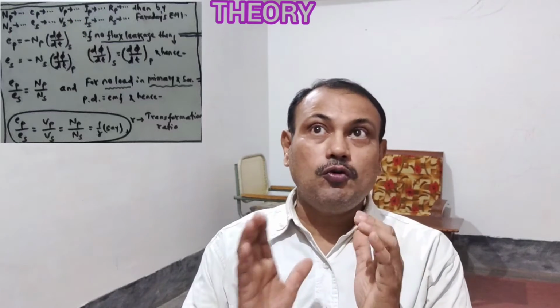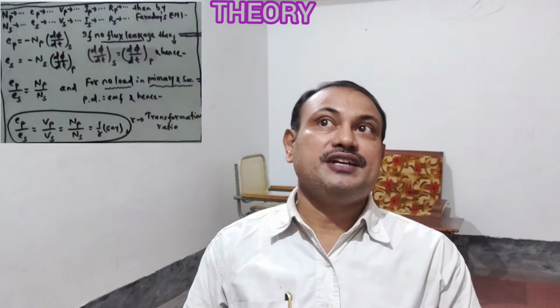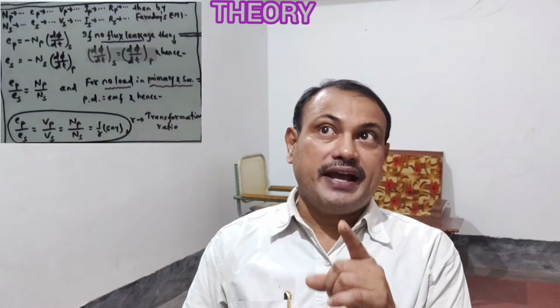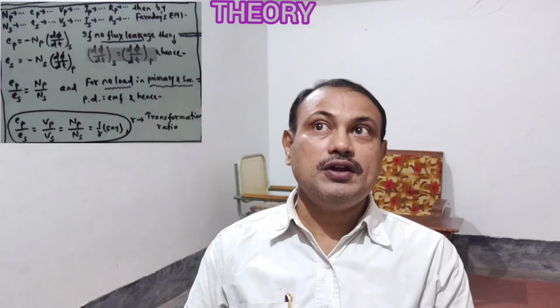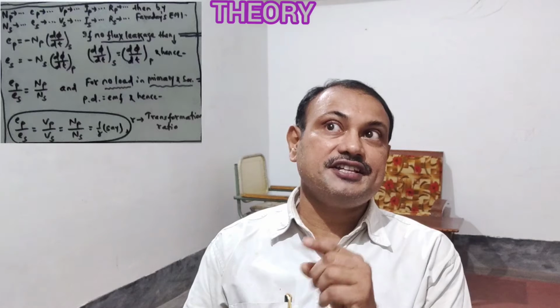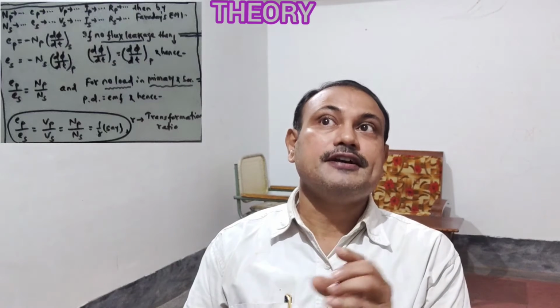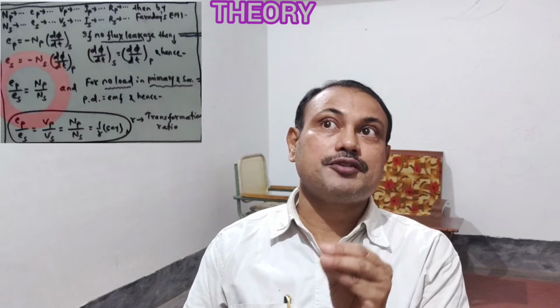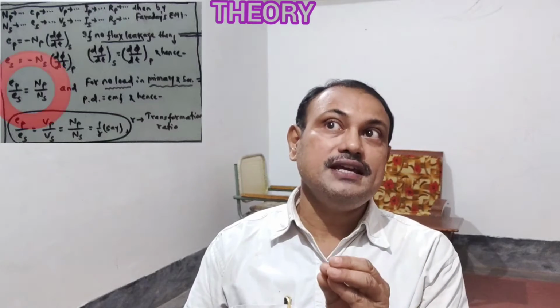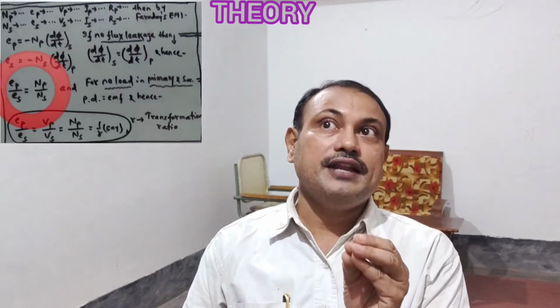Now, in case no flux is leaked out, the rate of change of magnetic flux in secondary and primary are equal. So therefore, we can write the ratio of primary to secondary EMF is equal to the ratio of number of turns in primary to secondary, that is e_P by e_S equal to N_P by N_S.